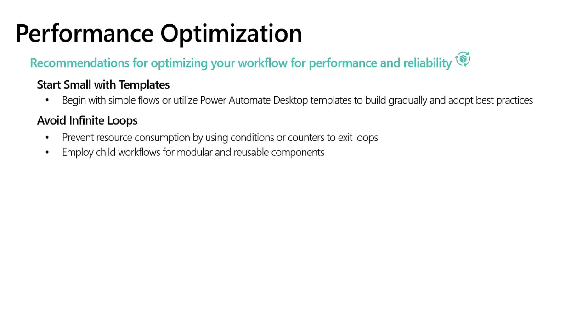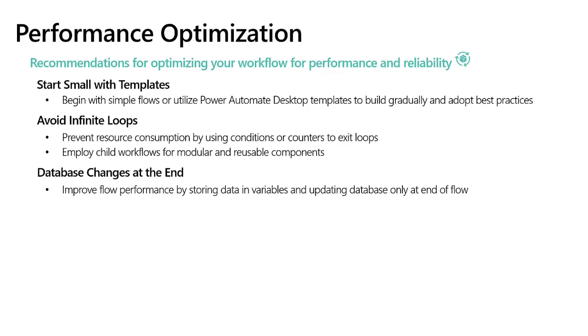Another thing you're going to want to do is avoid infinite loops. Use child workflows. Infinite loops can cause your flow to run endlessly and consume a lot of resources. To prevent this, you should always use a condition or a counter to exit a loop. You can also use child workflows to break down your flow into smaller and reusable components that can be called from the main flow.